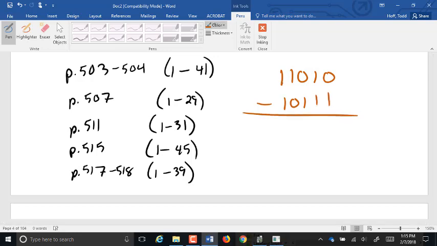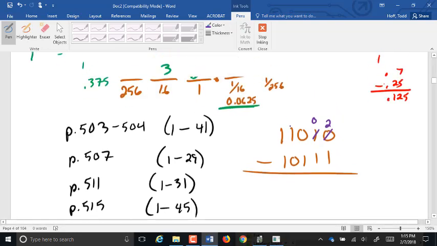If we go to subtract this, here I cannot do 0 minus 1, can I? So I have to borrow from this. This becomes a 0. What's this become? A 2. Because each place value is a 2. So when you borrow from one, you borrow a 2.